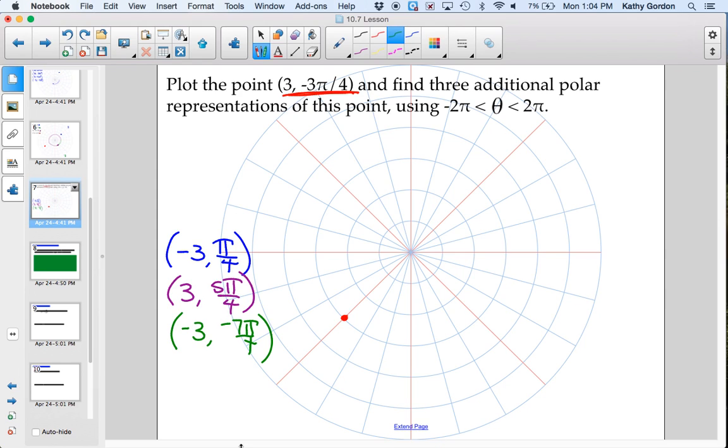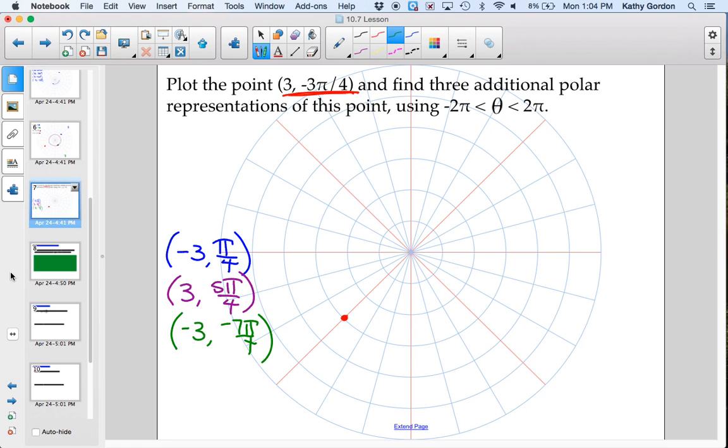Okay? Does 13 pi over 4 work? No, it's not within the limit. Exactly. You gotta stay within negative 2 pi to positive 2 pi. So you gotta be careful if they give you that kind of restriction that you stay within it, otherwise your possibility is not gonna count. Okay, so these would be the 3 you'd be looking for within that range.